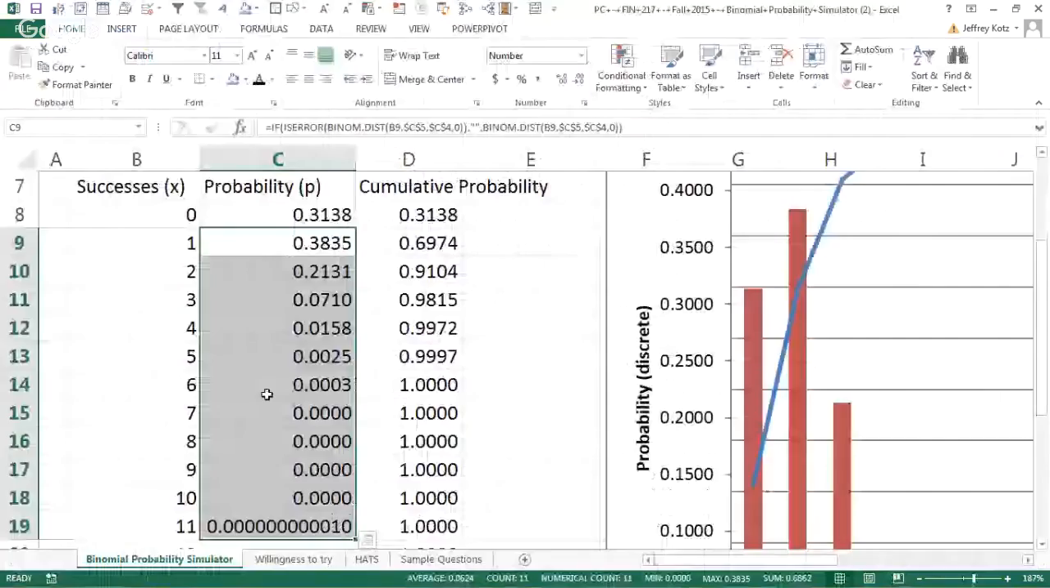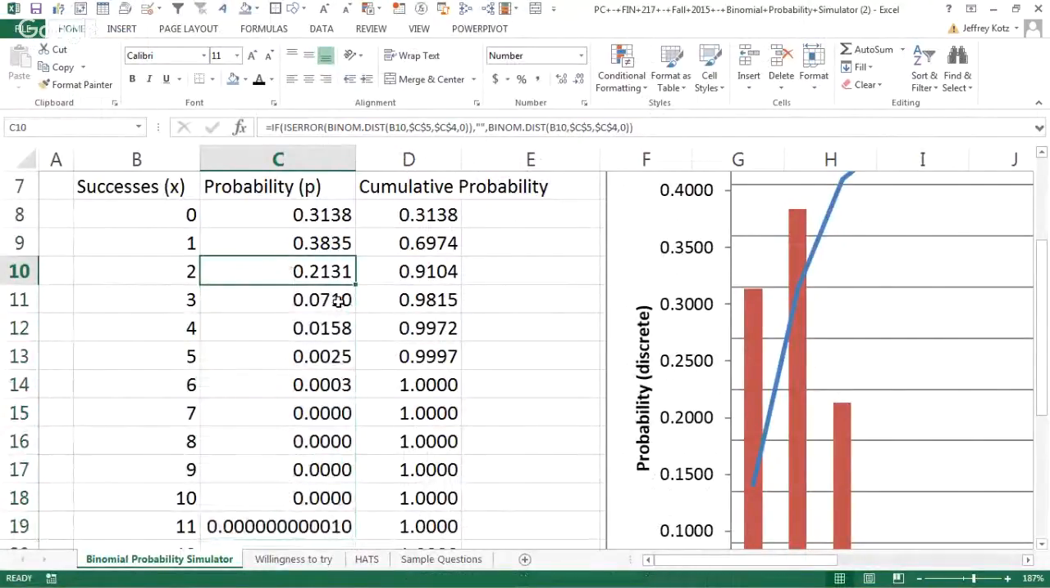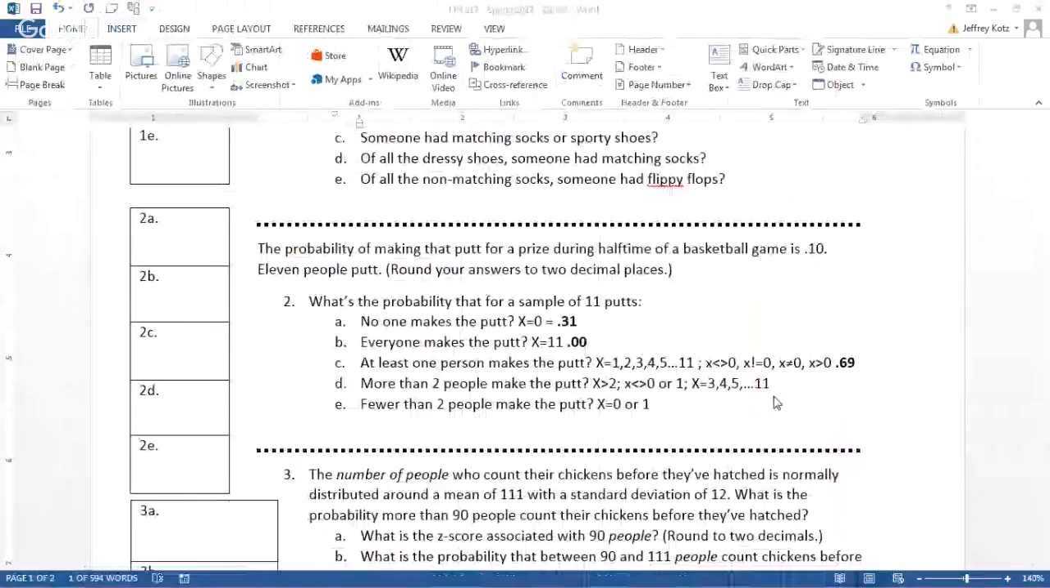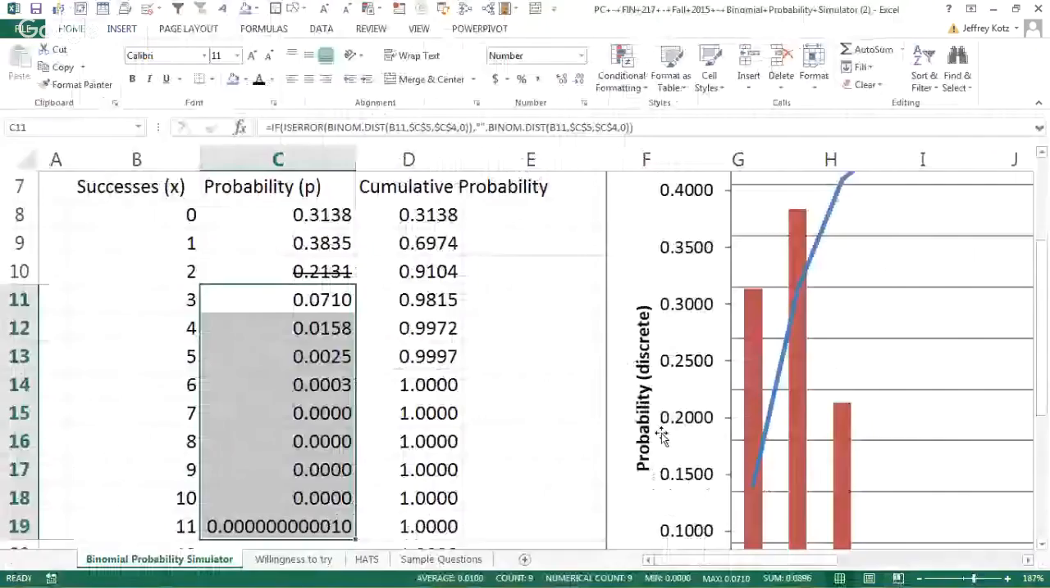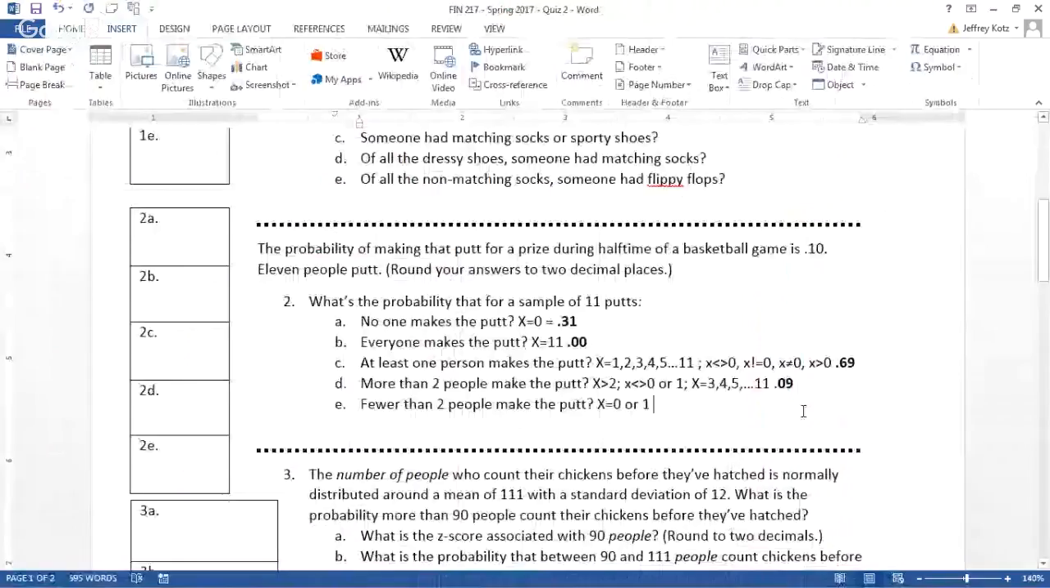More than 2 make the putt. Well, again, we can add up these. More than 2. No, don't include that one, Jeff. Do not include that one. We do not include 2 because it's either more than 2 or fewer than 2. That's about 9% if we add those up. More than 2 is 0.09. And again, it's not the complement, so we can't just throw the other one in there. Fewer than 2 would be 0 or 1. Add those 2 up and it looks like about 70%. 0.70. Cool.